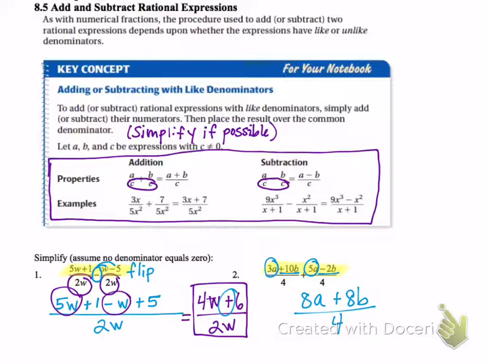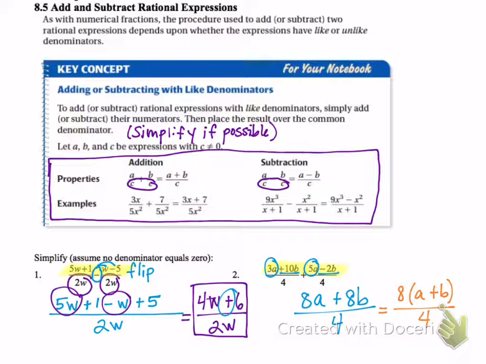Okay, then last step is I want to simplify. So is there anything that I can do to the numerator to simplify that? Is there a greatest common factor that I could pull out? An 8. So if I take an 8 out of the top, I am left with a plus b over 4.